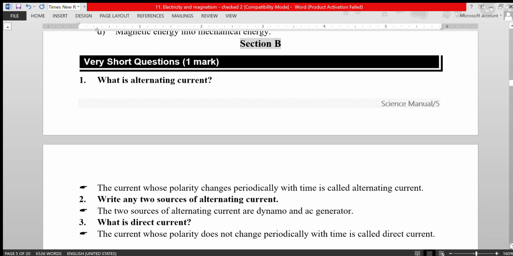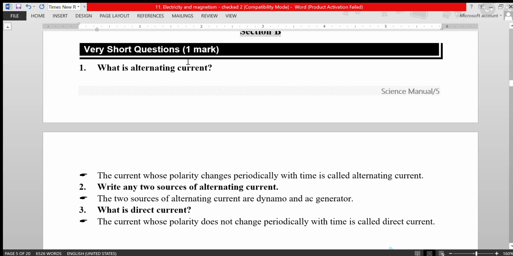Section B. What is alternating current? Section B is carrying 1 marks.